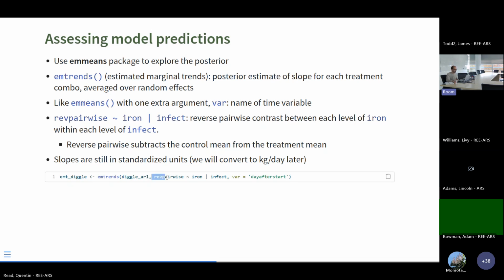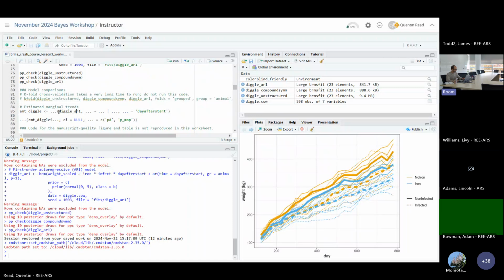And so, yeah, reverse pairwise between iron and infect, but we have to add this other argument, var, which is the time variable that we want the slope over. So we want to compare the trends over time, over day, between the iron groups within each infection group. Clear as mud. Okay, so let's do that.